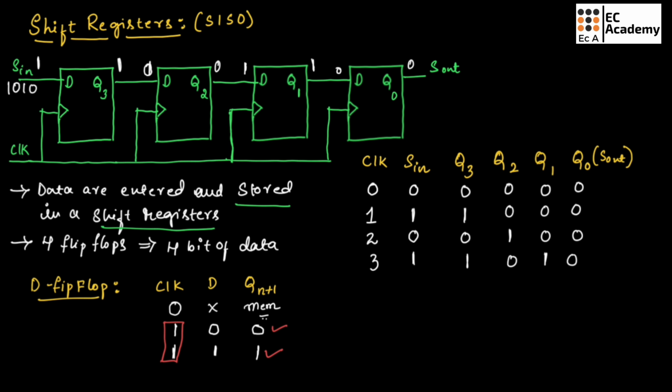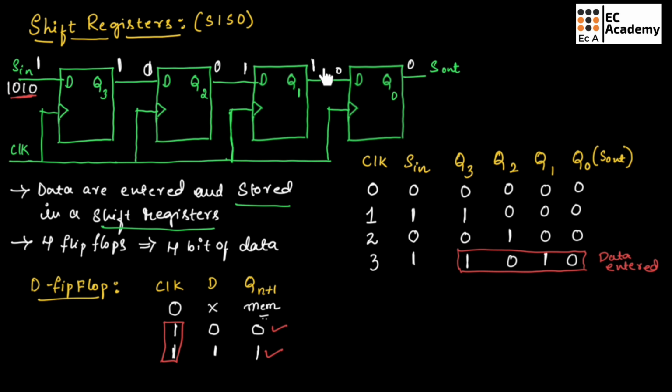So if you can observe here, the input is 1, 0, 1, 0. This 1, 0, 1, 0 is stored in 4 flip-flops. So here data is entered and it is stored. Now to take out this data, we need to apply the next clock pulse. Before applying the next clock pulse, let us analyze the input to each flip-flop.